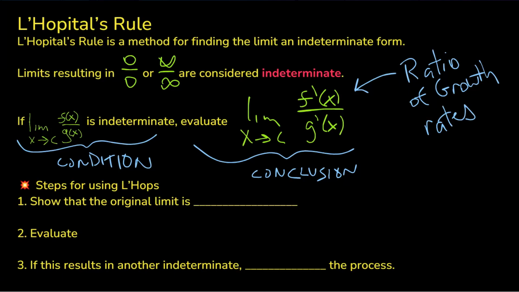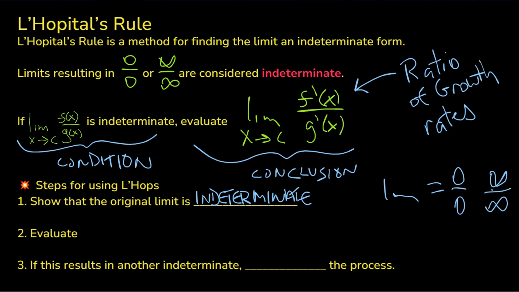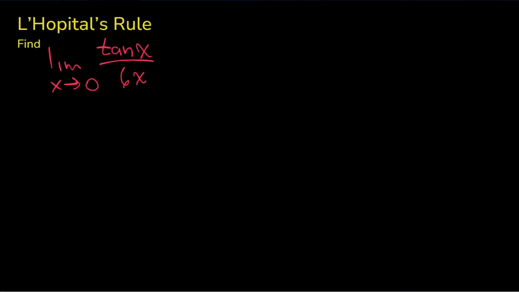So this boils down to three simple steps. The first step is to show that the original limit is indeterminate. Now, you never want to write that the limit is equal to 0 over 0 or infinity over infinity. The second step is to evaluate the limit of the quotient of the derivatives. And remember, this is not the quotient rule for differentiation. It's the ratio of growth rates. So the third step is to just check if the result is still indeterminate, then you're going to repeat that process. Let's go through a detailed example to show how you would actually work through this.